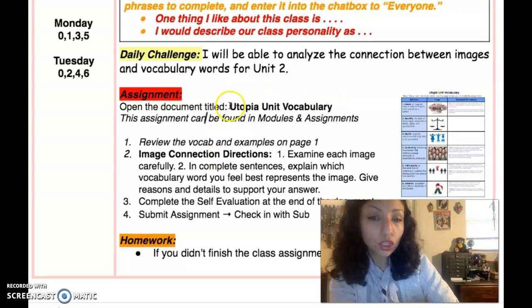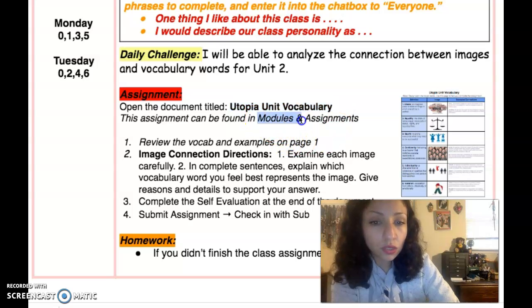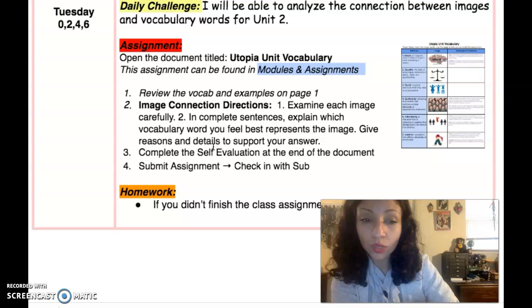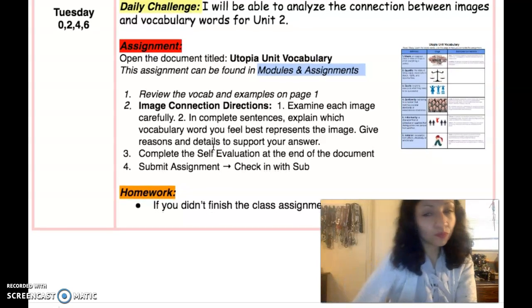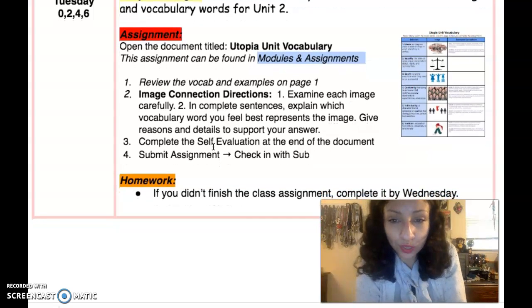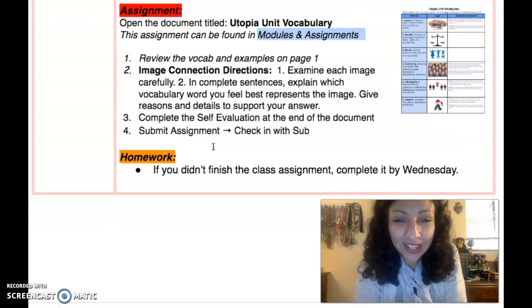It is called Utopia Unit Vocabulary, and you can find it in your Canvas under modules or assignments. Modules or assignments, it's in both places. So go ahead and pause if you need to and open up that document. Okay, so hopefully you have that open or you've restarted me. So here, let's go ahead and take a look at what we need to do.